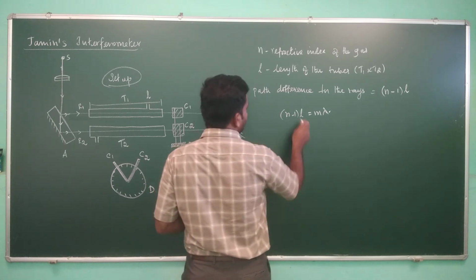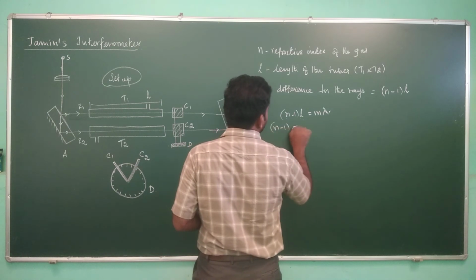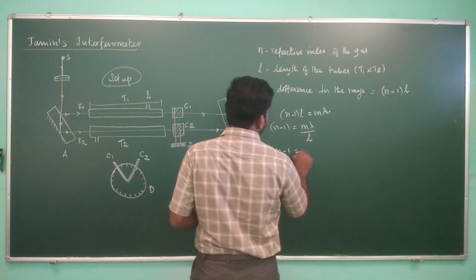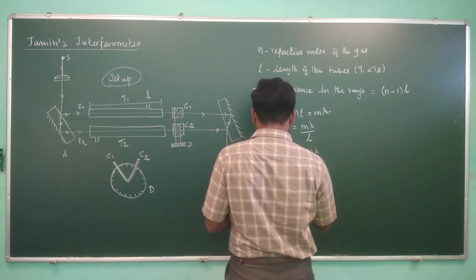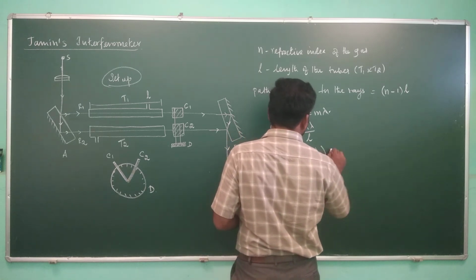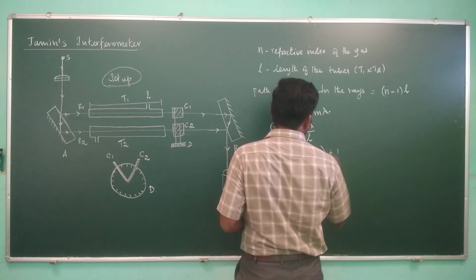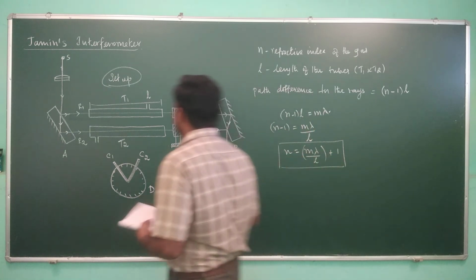How to do that? You can rewrite this equation: n minus 1 equals m lambda by L. So n equals m lambda by L plus 1. So this is the simple equation for the refractive index.